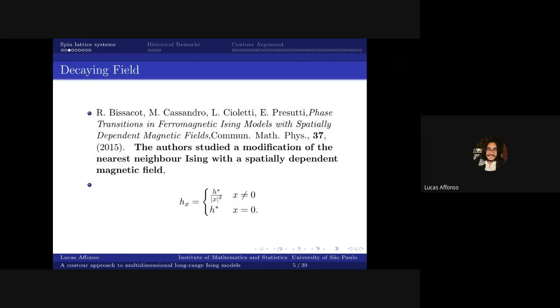So we will also study a modification of this model with spatially dependent magnetic field that was studied in this paper that you are seeing there by Bissacot, Cassandro, and Presutti. Where they studied the nearest neighbor model with a decaying field. They studied the phase transition, and also they studied uniqueness.